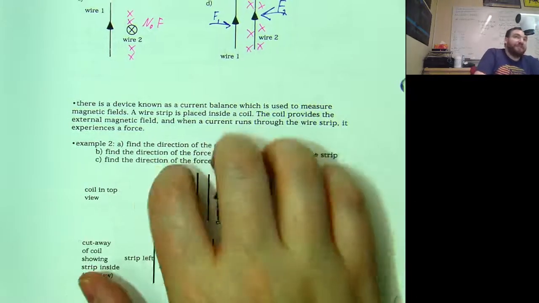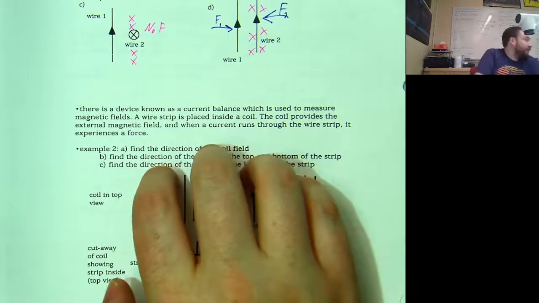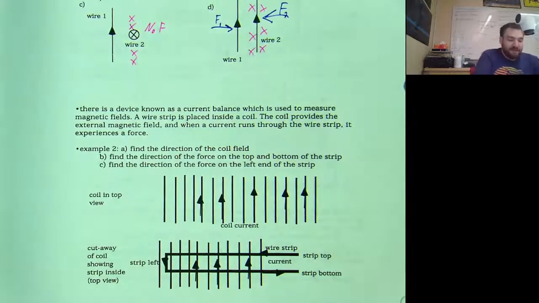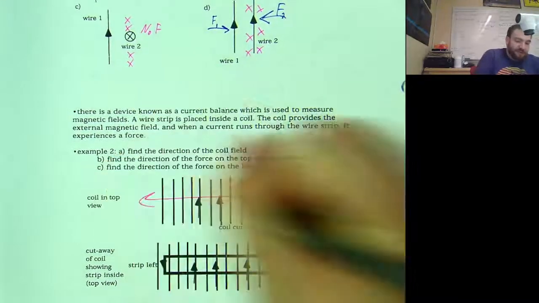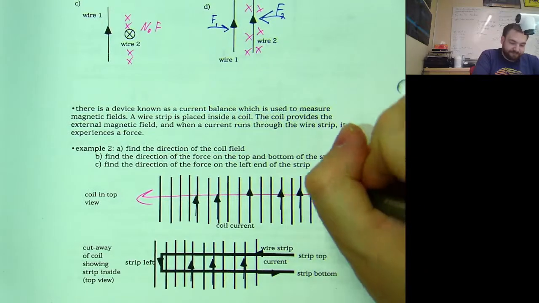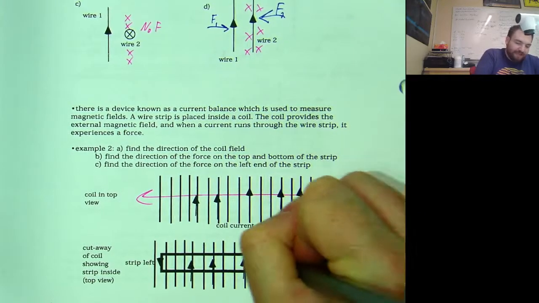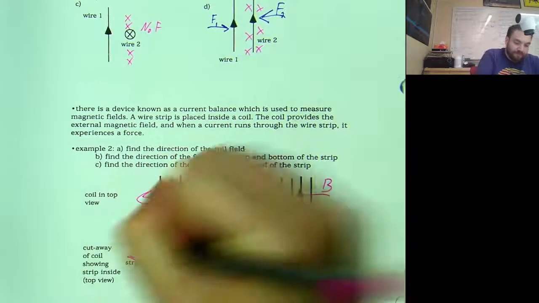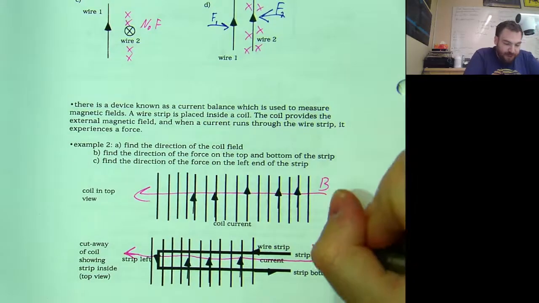Because this is a coil, my fingers are going in the direction of the current in the coil. My thumb then goes in the direction of the magnetic field. So it goes that way. There's my B field. So I'm going to add that to the picture on the bottom. So my B field's going that way.